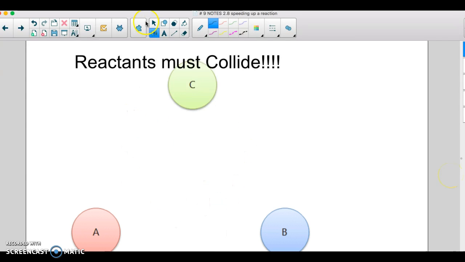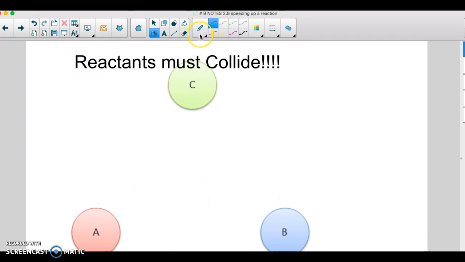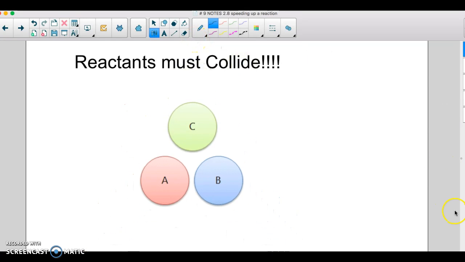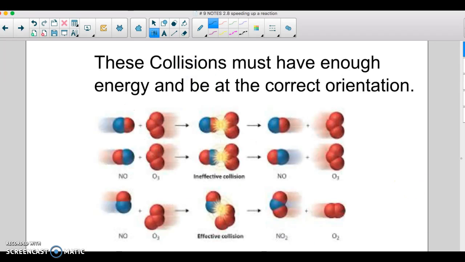There needs to be collisions. So you can see here, in this little animation, we've got A, B, and C are the reactants, and then the product is that purple blob. So they have to collide. That's one criteria. And the other thing is that they have to collide with the right orientation.